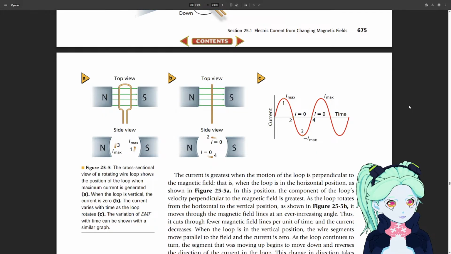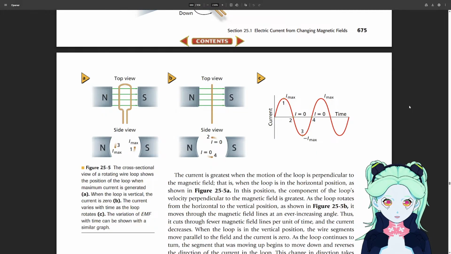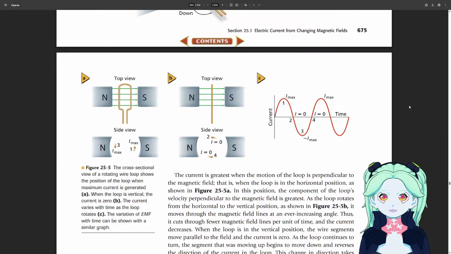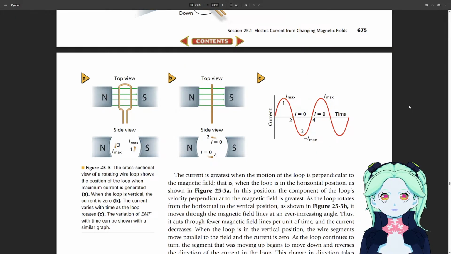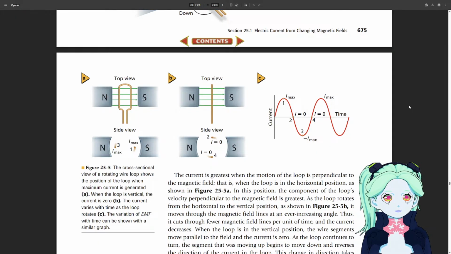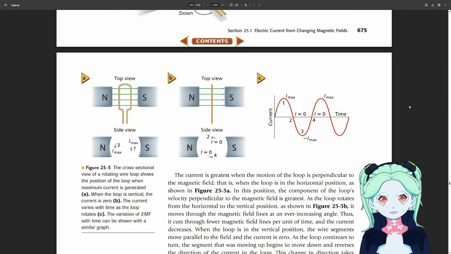The current is greatest when the motion of the loop is perpendicular to the magnetic field. That is, when the loop is in the horizontal position, as shown in figure 25.5a. In this position, the component of the loop's velocity perpendicular to the magnetic field is greatest. As the loop rotates from the horizontal to the vertical position, it moves through the magnetic field lines at an ever-increasing angle. This cuts through fewer magnetic field lines per unit of time, and the current decreases.